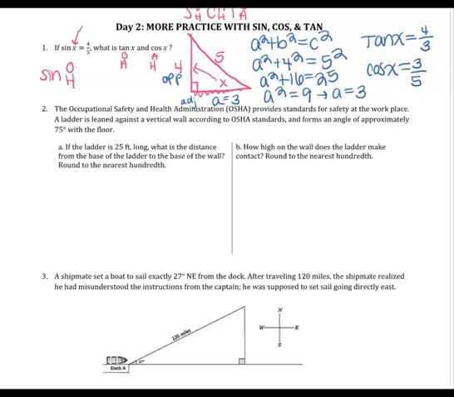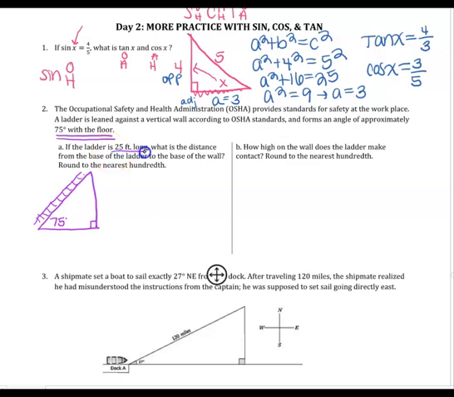Okay, so let's draw a picture here. We're going to draw a right triangle, because all of these are going to involve the right triangle in order to do trigonometry. You want to add some rungs. There's your ladder. Now, if we reread this, it says it's leaned against a vertical wall and forms an angle of approximately 75 degrees with the floor. So I want you guys to put a 75-degree angle right in that spot.